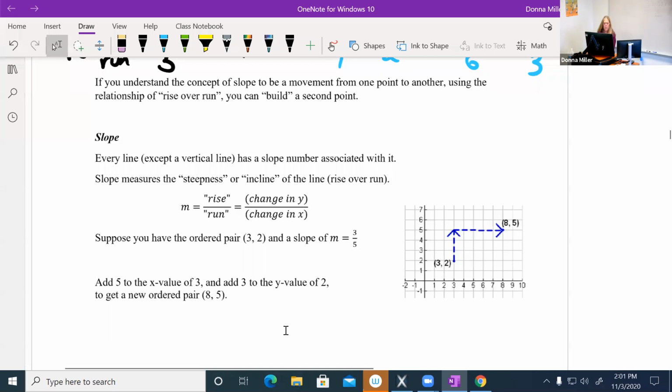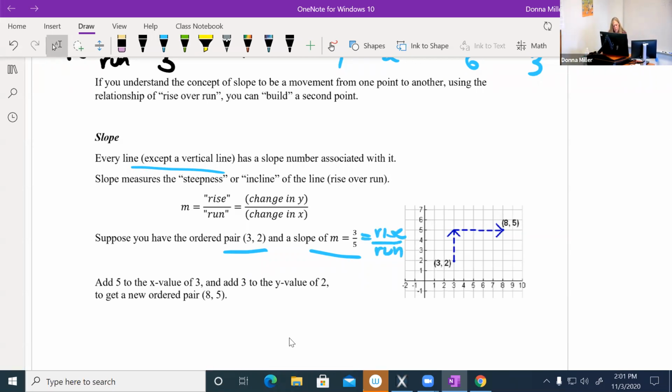All right, so it says every line except for the vertical line is different, but you can't use your calculator on that. All right, so suppose you have the ordered pair 3, 2, and you know the slope is 3/5. I can get another point on this graph. Because if I know that 3/5 is rise over run, I'm going to plot the point 3, 2. So 3, 2 is right here.